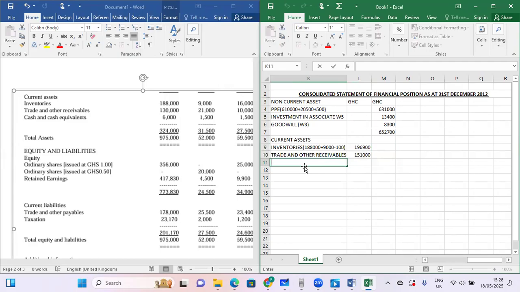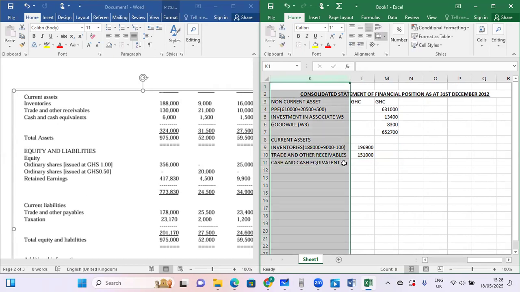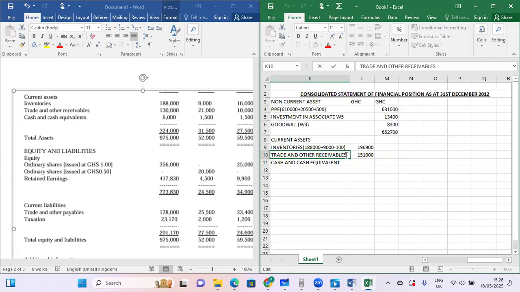Now we have cash and cash equivalents. Remember that if there is any cash in transit, you add it to the cash and cash equivalents that you have already. So this is going to be 130,000 plus 21.